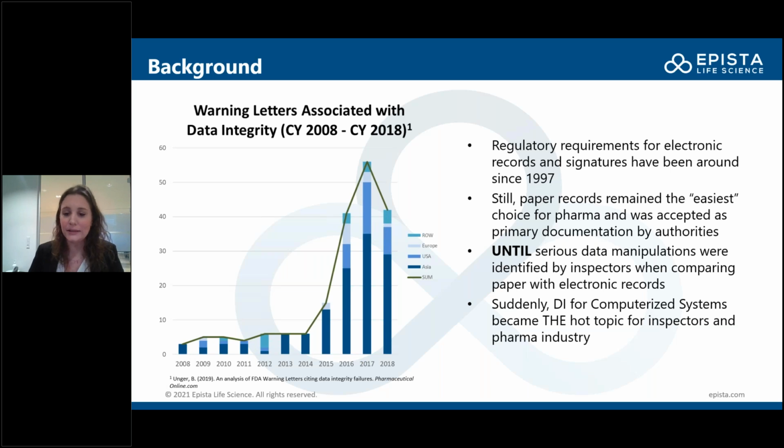That was until serious data manipulations were detected during an inspection, when an inspector was actually looking at the electronic records and comparing them to the paper records that were available on site. And that then actually changed the whole situation, and data integrity was talked about by everyone and became the hot topic. And I guess a lot of you have also experienced that at some point, probably around 2015, 16, 17, you came across that and your manager asked you, okay, so where are we? What is it? Is that a critical topic for us at our next inspection?